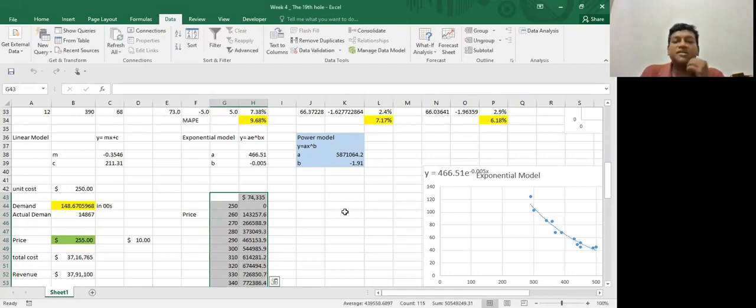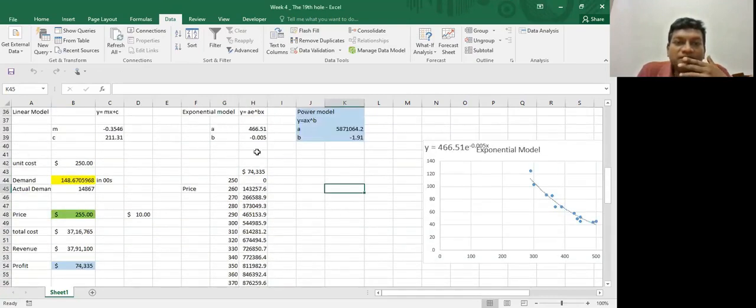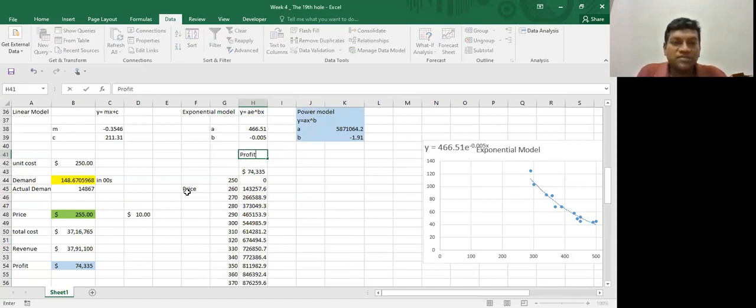and Excel automatically fills up the formula for me, all the values for me. This is the profit value. This is price and this is profit.